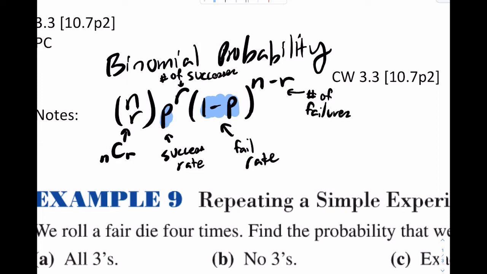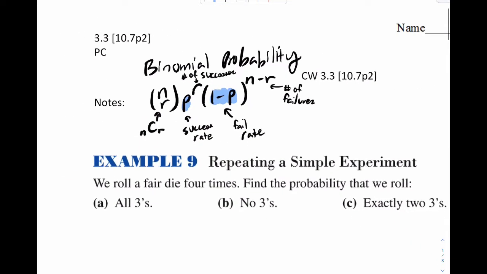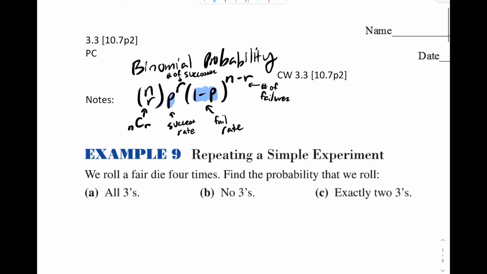Now, I don't want you to worry about memorizing this formula because it's pretty abstract. So we're going to talk about kind of how this works in an example right here. It says we roll a fair die 4 times. Find the probability that we roll all threes, no threes, exactly 2 threes.